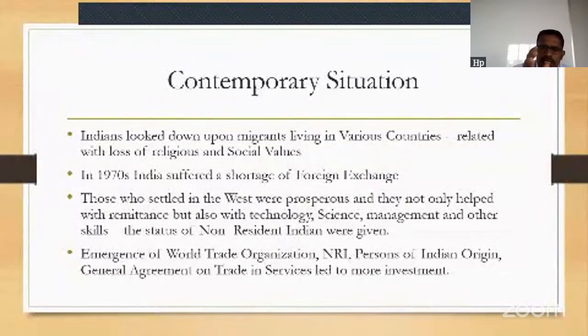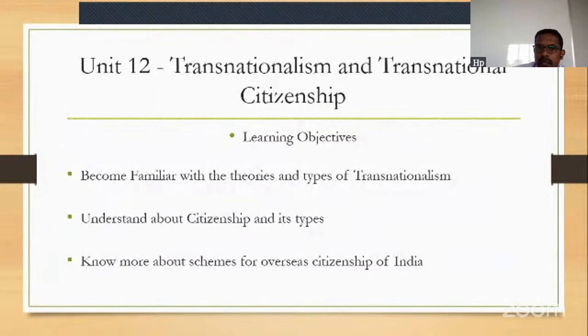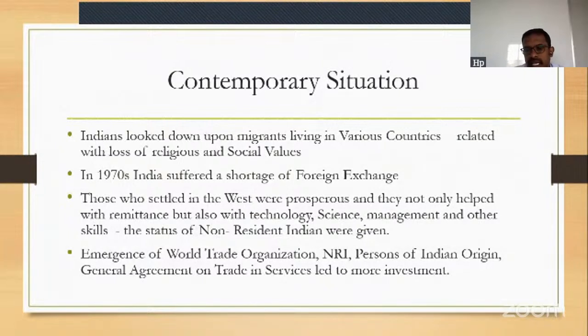The contemporary situation has evolved from looking down on migration to the emergence of some setups and organizations. You see, in the 1950s or so it was looked down upon, but in the 1980s and 1990s the same country emerged and evolved with various organizations, and they even amended the Citizenship Act. So they brought the concept of NRI, persons of Indian origin, and everything. This is about the first unit: we learned about the diaspora community, what globalization is, and the contemporary situation of the diaspora community.